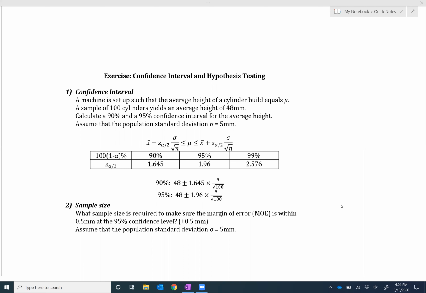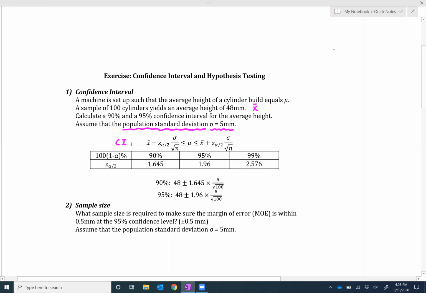Now, calculate the 90% and the 95% confidence interval for the average height. Assume the population standard deviation sigma equals 5 millimeters. Now we know the sample mean, X bar, and we know the population standard deviation. This problem asks us to calculate the 90% and the 95% confidence interval for the average height. But how did we get this confidence interval?